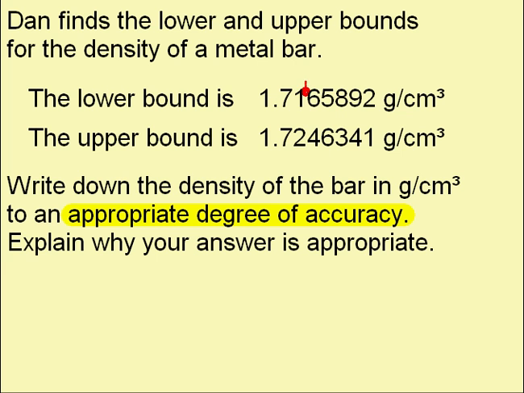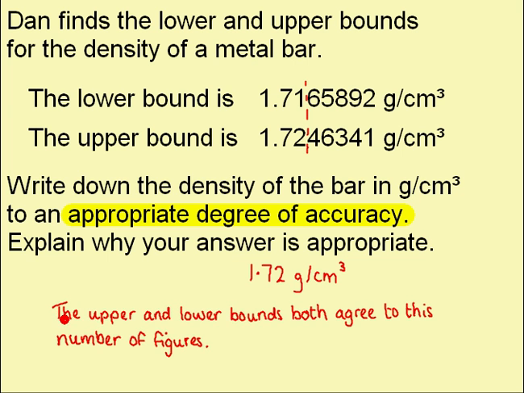If I go one more digit along and make my cutoff point here, I can see this is 1.71, but with the 6 here, that would be 1.72, and this is 1.72 as well, so they both match at this point. If I go one more digit along, I can see that this number here is 1.717 when I round it off, and this one is 1.725. So this is the point where they're different. So what I need to do is go back one place. And that makes my cutoff point here because both of these numbers will round to 1.72. So this is my answer. To finish, I need to explain why this answer is appropriate, and I always write the same thing. The upper and lower bounds both agree to this number of figures.